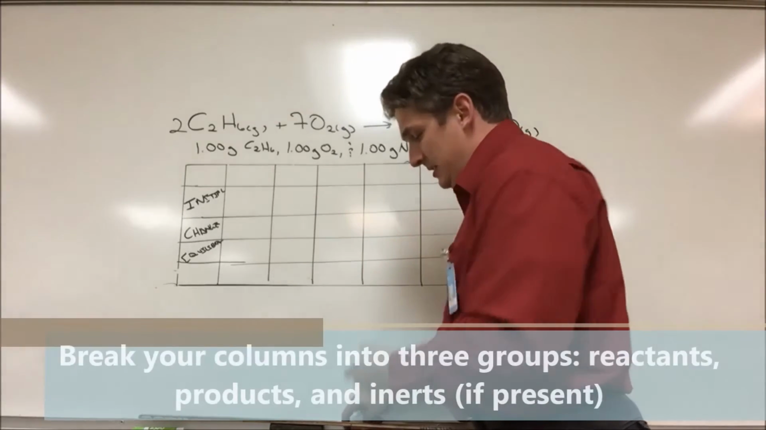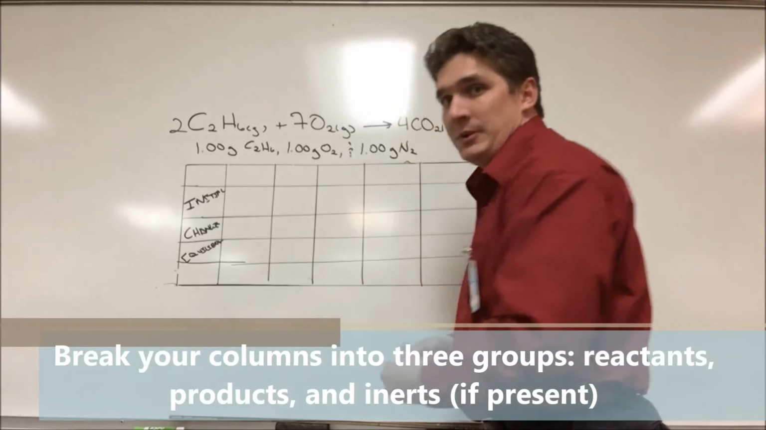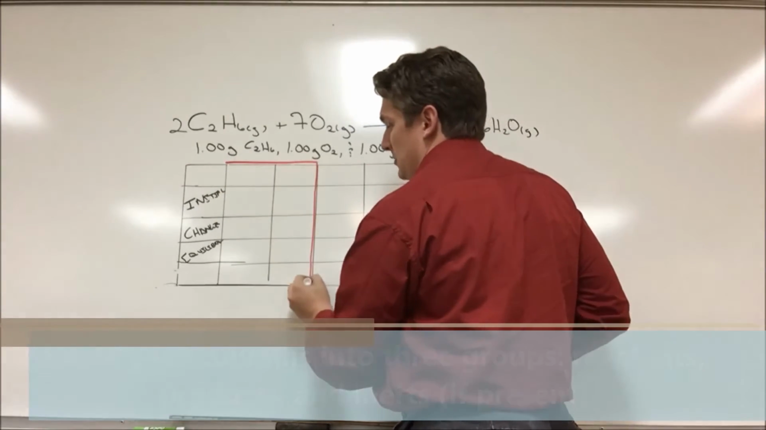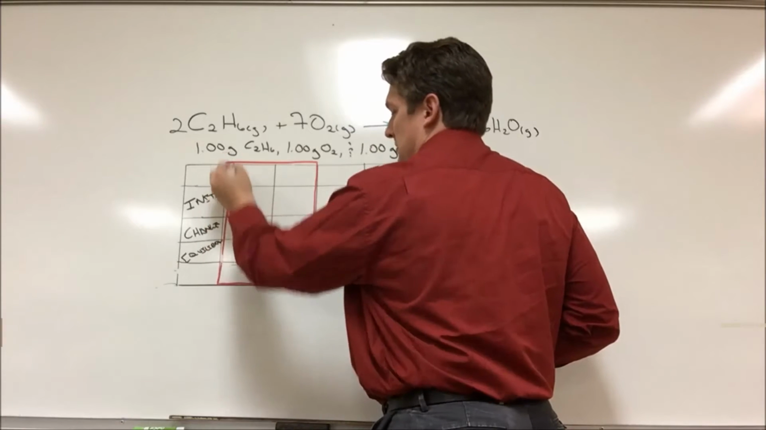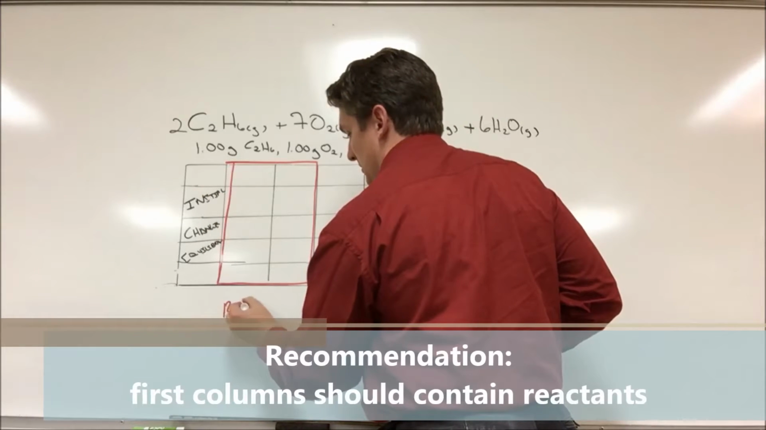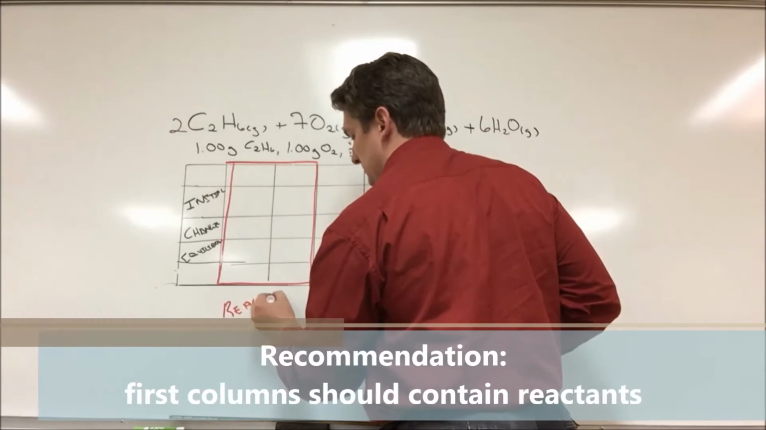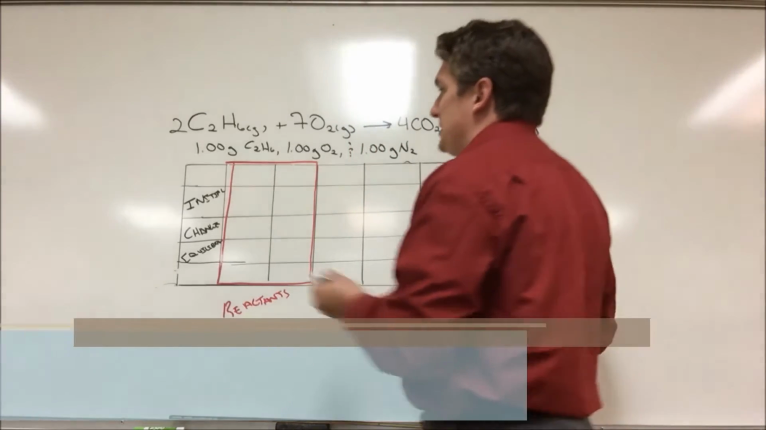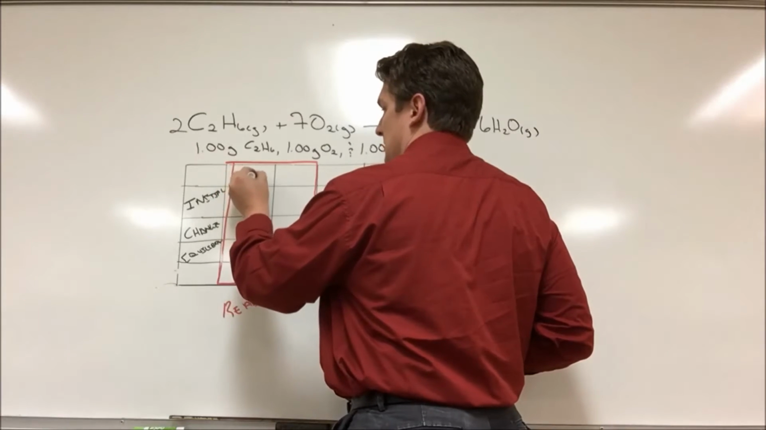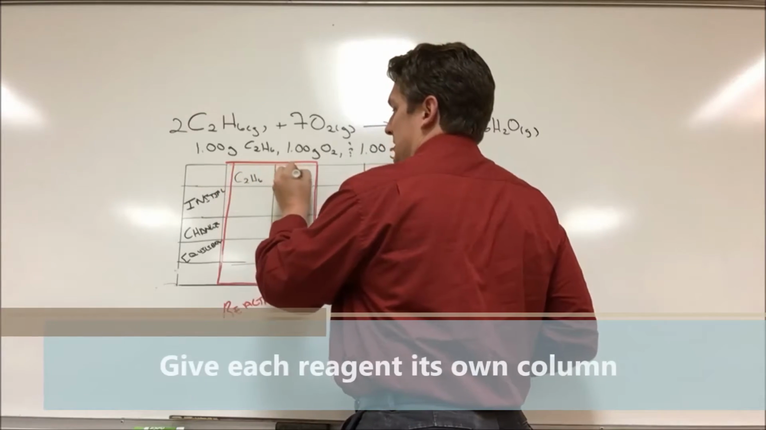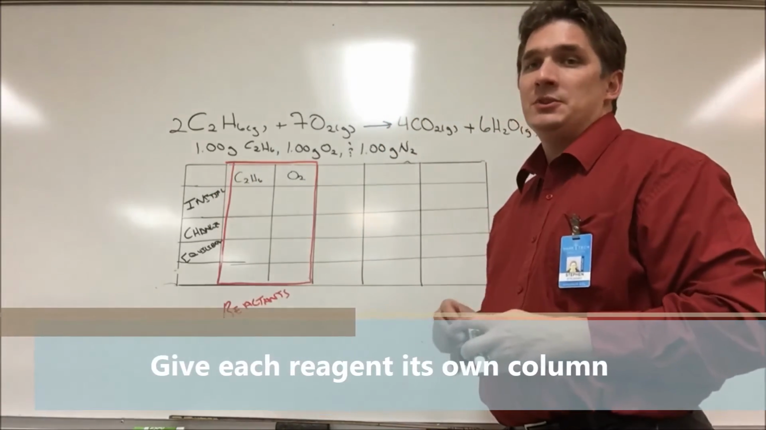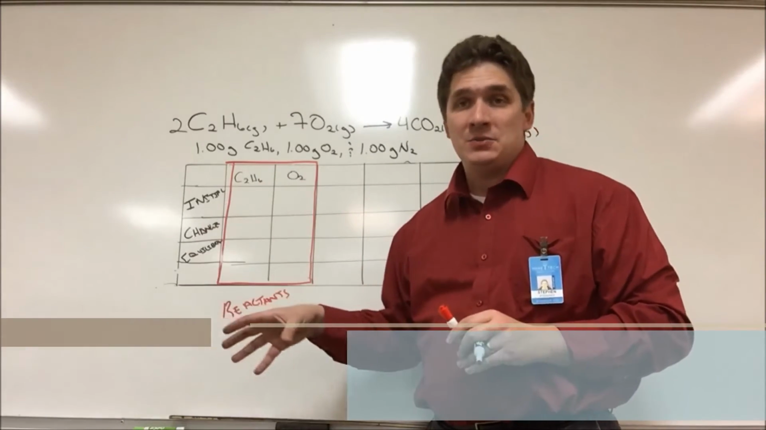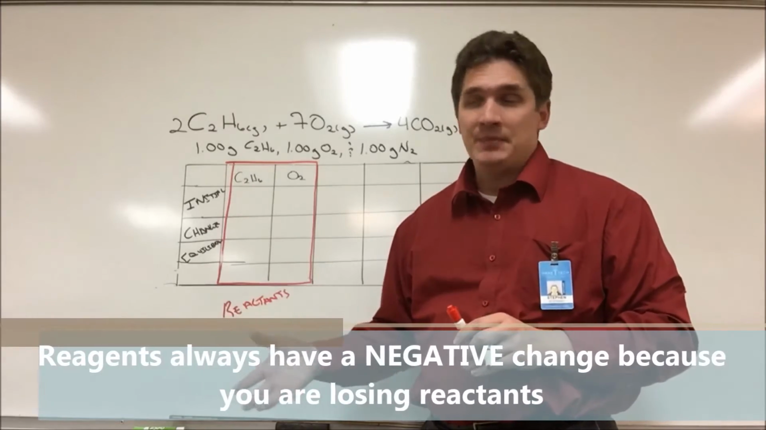Now, when you build an ICE table, I recommend you highlight 3 regions. First region we're going to highlight here are the reactants. And I recommend you keep these in the first couple of columns. In here, you're going to put C2H6 in one column and O2 in the second column. The reason why you want to group the reactants is the change is always going to be negative. You're always losing reagents when you run a reaction. You never gain them back.